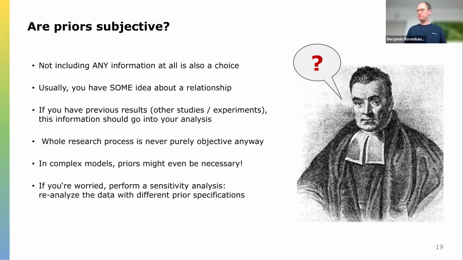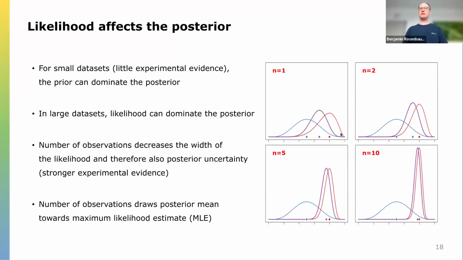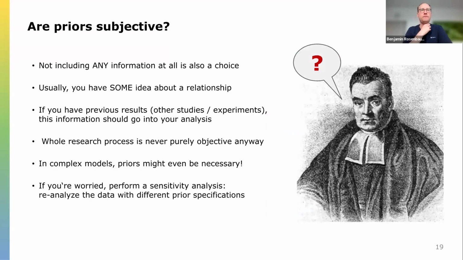Often I hear the question of whether priors are subjective. And so here, the maximum likelihood function is kind of giving you the same answer. It's purely driven by the data. So you could say, okay, well, priors are purely subjective. Why are we doing this?